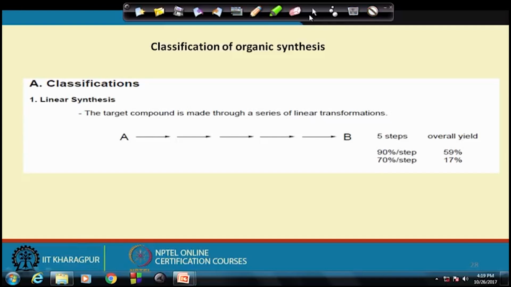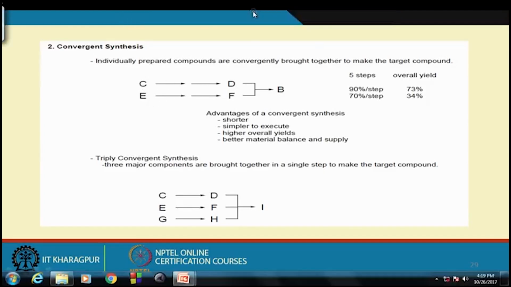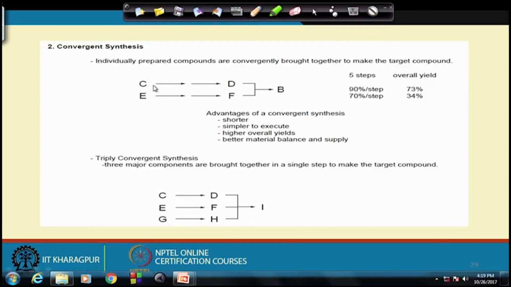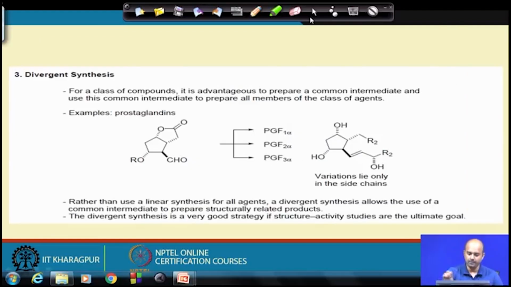On the contrary, if you have a different pathway, let us say a convergent pathway, where 2 linear paths can be merged at a certain point. Let us say you start with C, you go by 2 linear steps to D; you come to E, another starting material, and come to F. Now, these 2 linear paths merge. So, your effective overall yield is now increased, because 0.9 into 0.9 is 0.81, then times 0.9 is 0.72. So, the yield is now 73%.